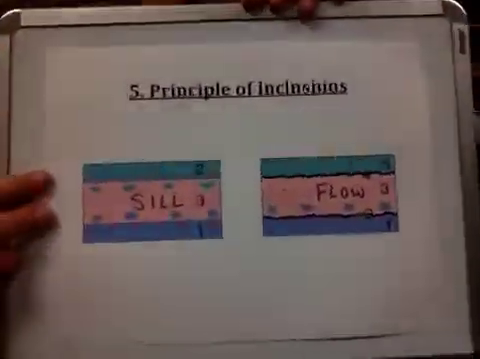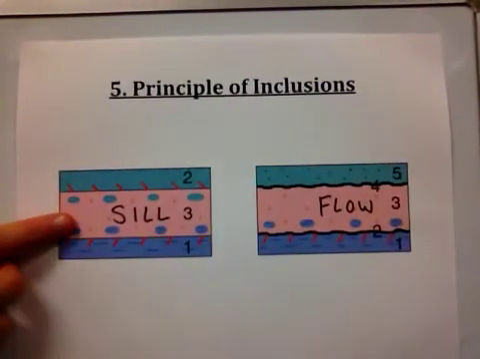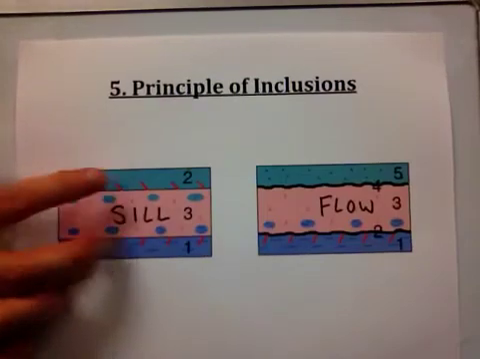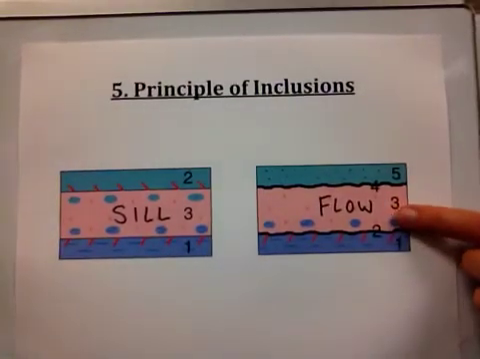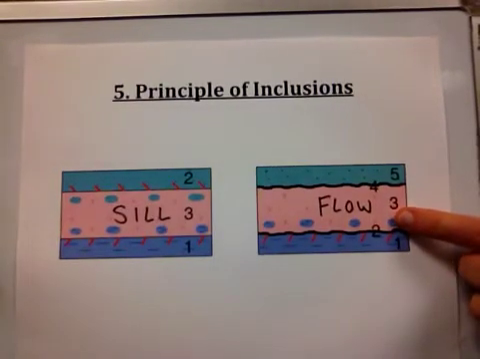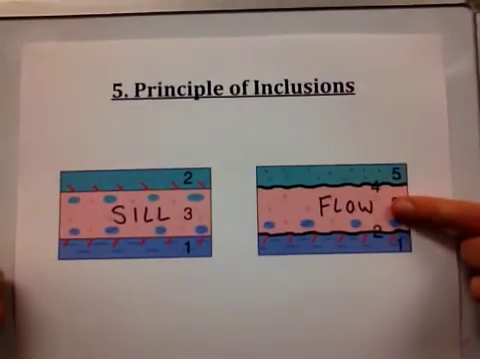This time, instead of looking at a sill, we are looking at what we term a flow. A flow is different than a sill. A sill happens at depth, as an injection between rocks that are already there, whereas flows, as the name would tell you, come from lava flows at the surface of the earth. So sills are at depth, flows are at the surface.